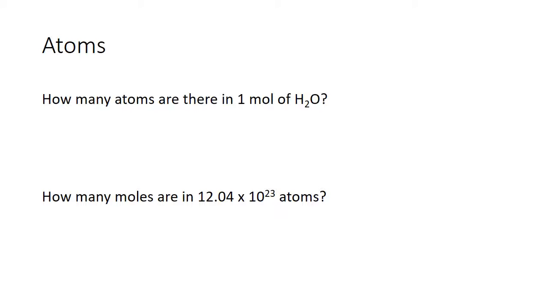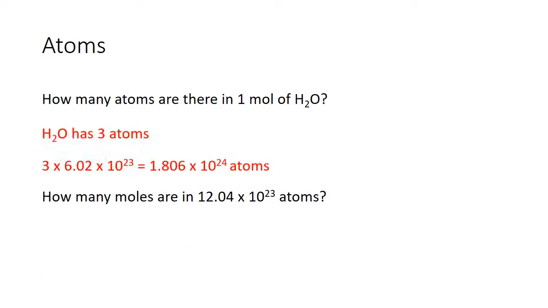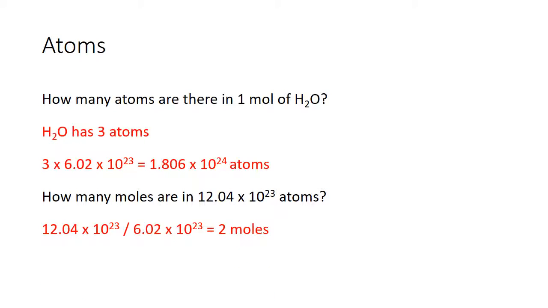Okay, so the answers hopefully are: water has 3 atoms, so therefore it's going to be 3 times 6 times 10 to the 23, or 1.8 times 10 to the 24 atoms. And how many moles are there in 12 times 10 to the 23 atoms? It's essentially the number of atoms divided by Avogadro's number, to give 2 moles.